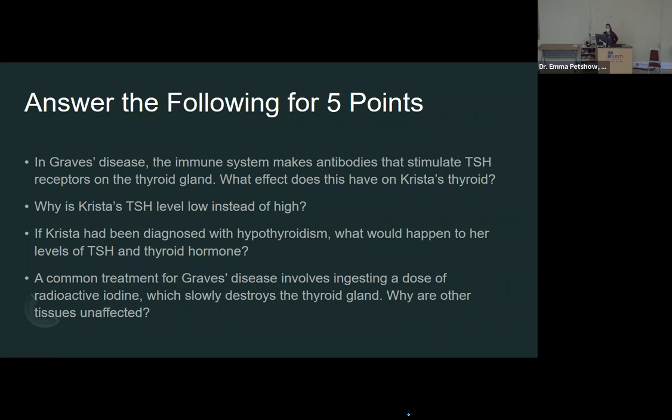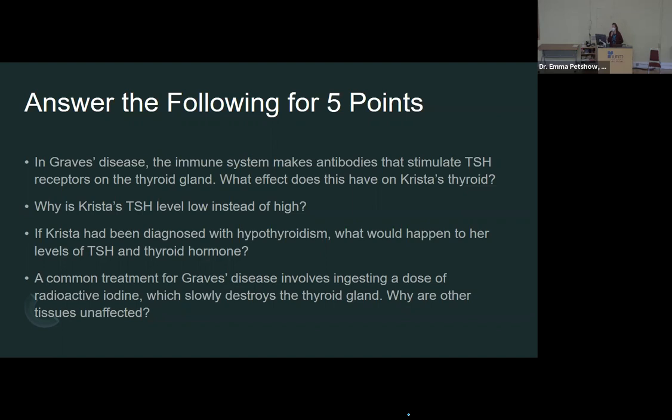Okay. So now, same. We're going to do our little groups really fast and answer these questions. Then we'll take a break, and then we're going to come back and play an endocrine game to review. So in Graves' disease, the immune system makes antibodies that stimulate TSH receptors on the thyroid gland. What effect does this have on Krista's thyroid? Why is Krista's TSH low instead of high? Remember, she's hyperthyroid, so why is it low instead of high? If she had been diagnosed with hypothyroidism, what would happen to levels of TSH and thyroid hormone and why?